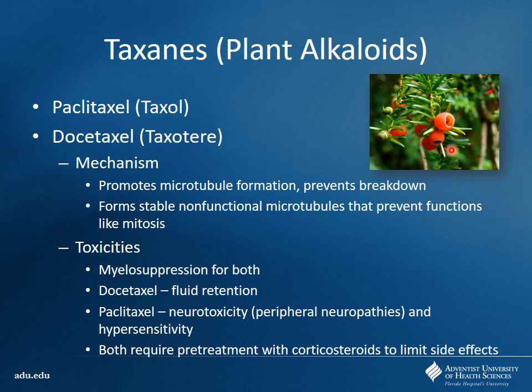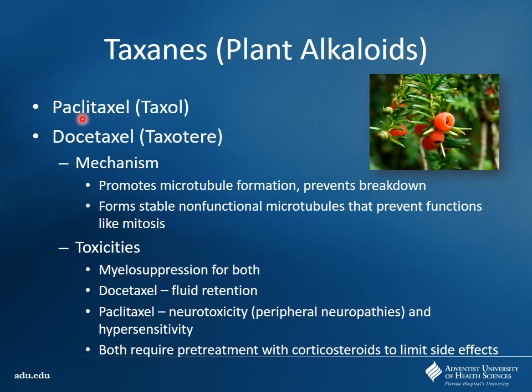So, anyone know why I put a picture of a tree here? Anyone know what tree that is? This is a yew tree, not a me tree, but a Y-E-W tree. And basically, this is actually one of the sources. A lot of drugs we have nowadays have some of their roots, no pun intended, back to certain plants, right? Like aspirin comes from the willow tree and things like that. This is another set of drugs that actually come from some plants. So this is the Pacific yew, I believe, that actually helps produce our taxanes. And this is why we call them plant alkaloids, because they have this kind of plant origin.